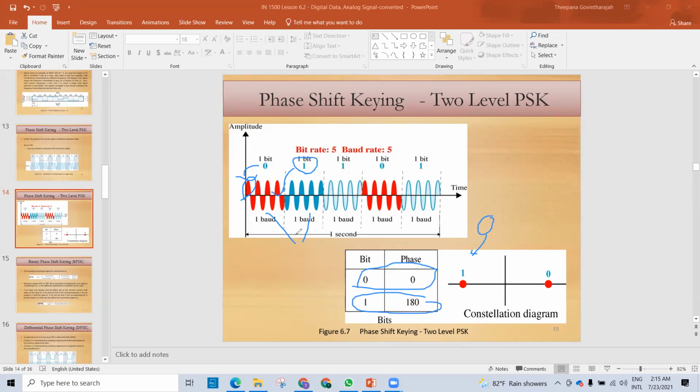So here, bit rate is equal to baud rate. 5 bits are transmitted and 5 bauds are transmitted. If one signal represents 2 bits, then bit rate will be double when compared to baud rate. But in this case, we are speaking about binary PSK. So here, one signal represents 1 bit, so bit rate is equal to baud rate.